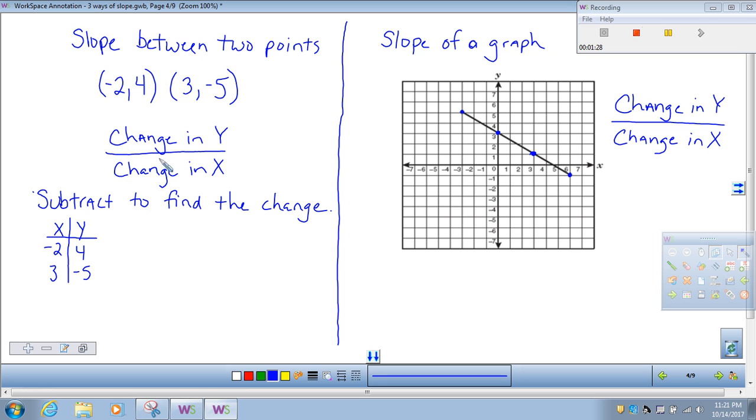And then to find our change in y, we will subtract. So we will take the y's, and I will always do the top minus the bottom. So I will go 4 minus, and it is very important right here that you include the -5. And then we will have -2, always minus, and then 3.